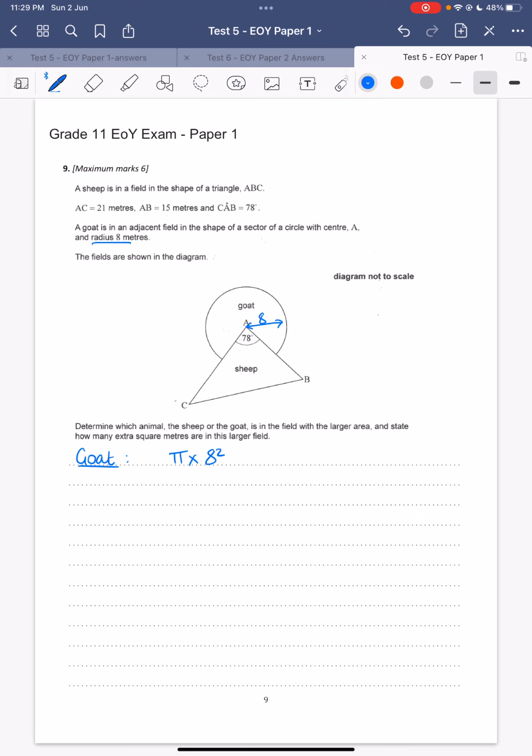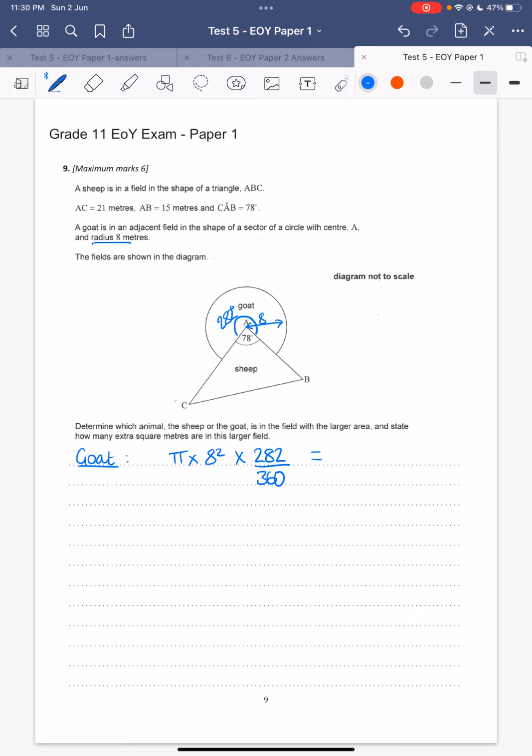It's got this sector here missing, and therefore we need to work out the proportion of the circle that we do want. And that is the rest of the angle here. It is not the 78, it is the 282 that makes 360 in a circle. So we're going to times this by 282 over 360. So that's the proportion of the circle that we actually want.